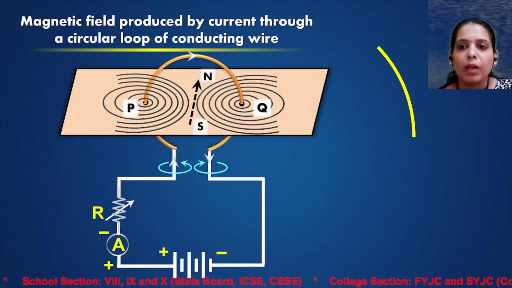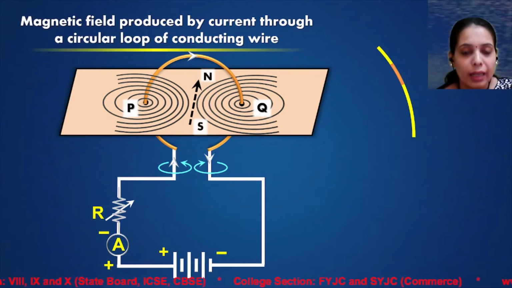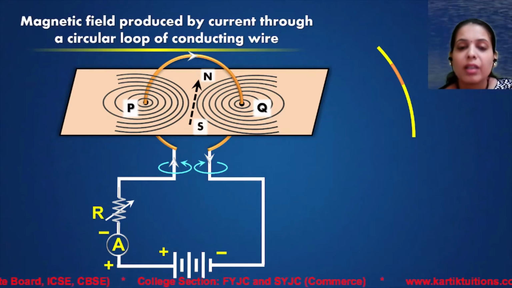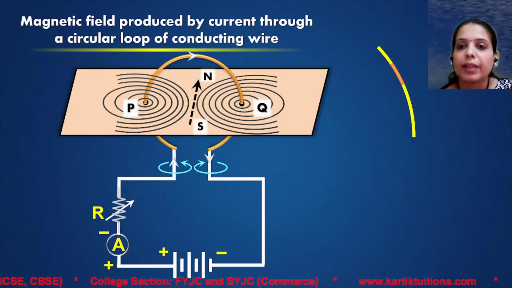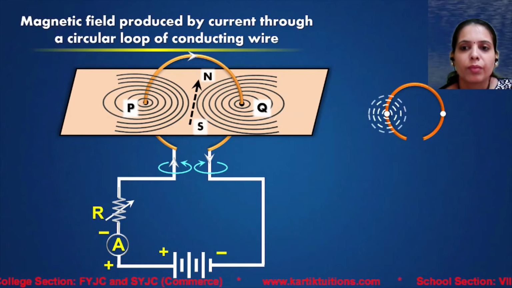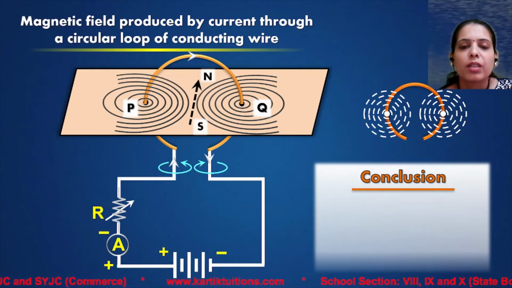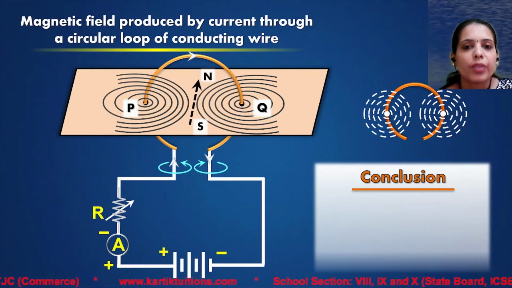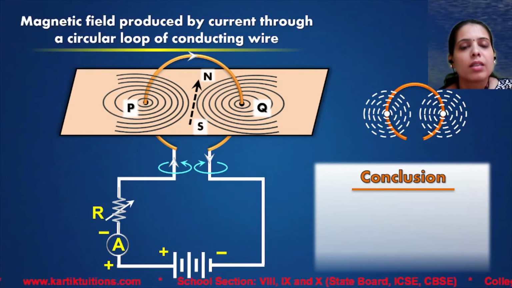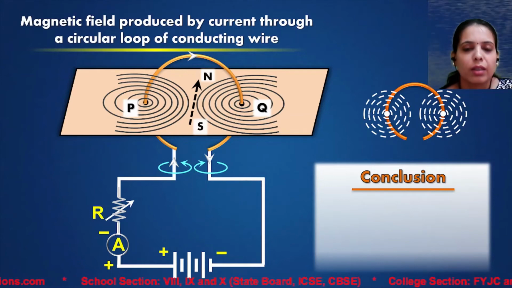That is, a small part of this circular loop acts as a straight current carrying conductor. Hence the magnetic field that is created at each point is very similar to that created in the straight conductor. As you can see here, each point of the circular loop is acting like a straight conductor, and hence the pattern of magnetic field is similar to that of the straight conductor, that is, in the form of concentric circles.